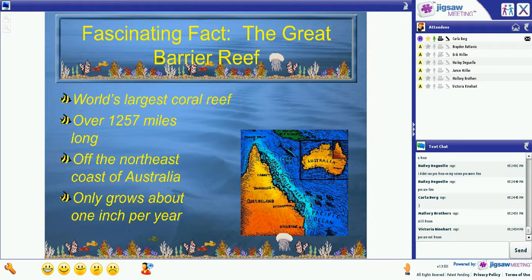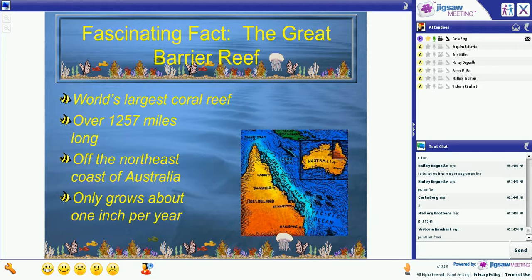Has anyone here ever been to the Great Barrier Reef? Neither have I. It always amazes me that people get to go there, and it's one of the places I would love to go. So I always like to ask.